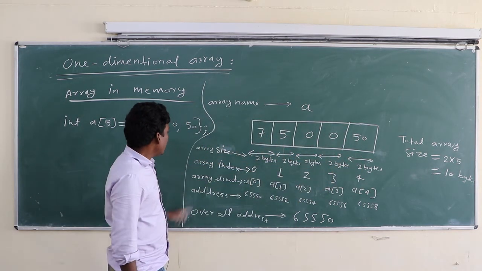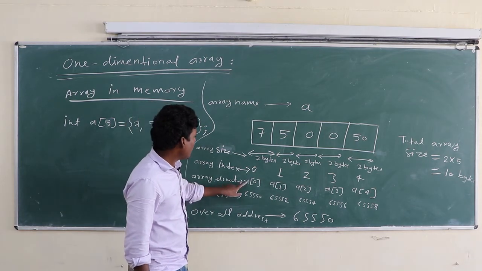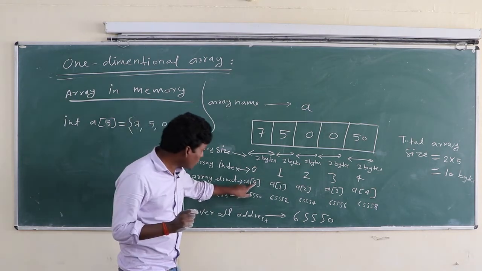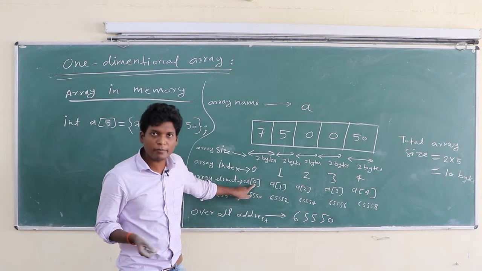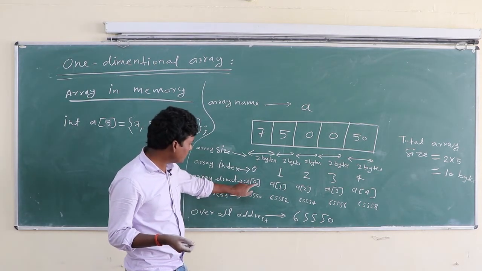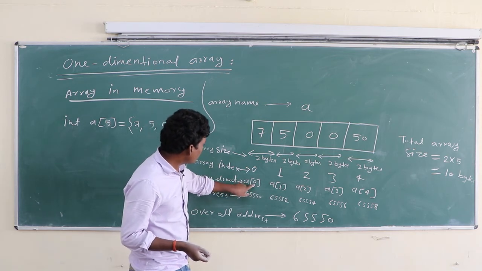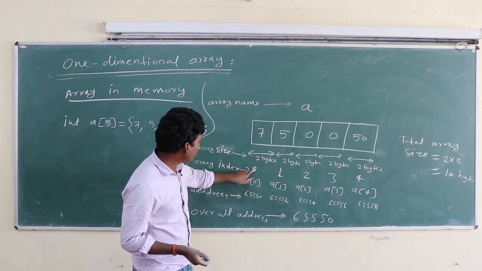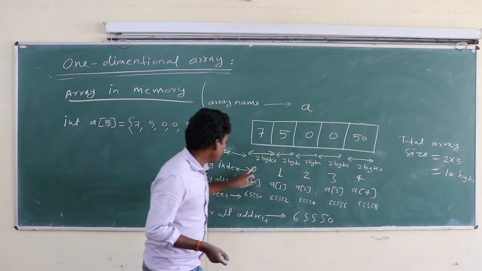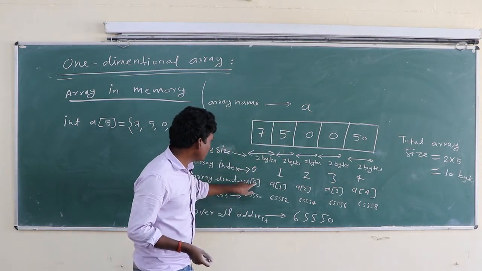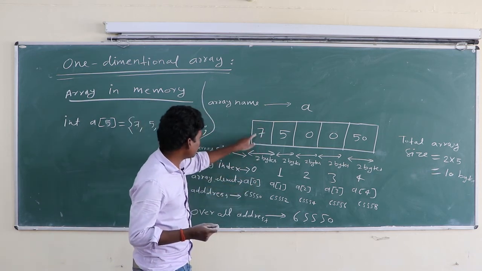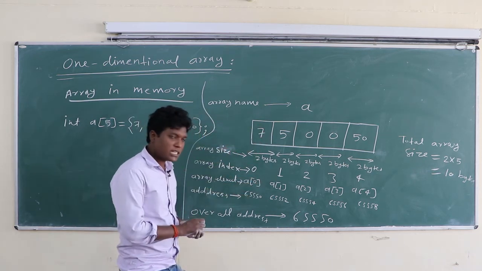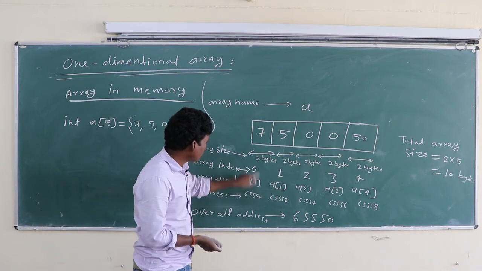Okay, array elements. a[0] is an array element. 0 is not the array element. Here 0 is the index, or subscript variable, subscript constant, anything you can say. a[0], here is 0. So here a is the array name, and a[0] is the element of the first block, that is 7. a[0] equals 7.